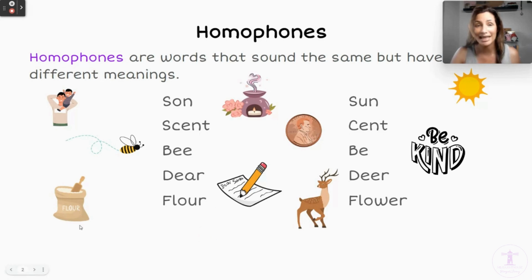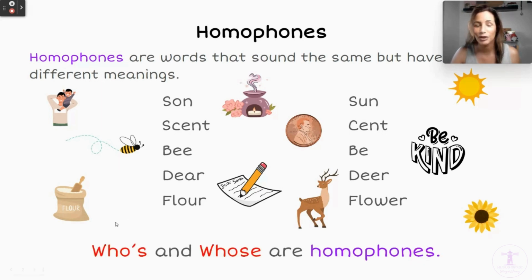It's a sack of flour. You use this to make cakes, to make bread, to make pasta. Okay, flour, it comes from wheat. And then the other word with the O, the W, and the E, flower, is this right here. Now in spring we have in our fields the flower, the bee and the flower.